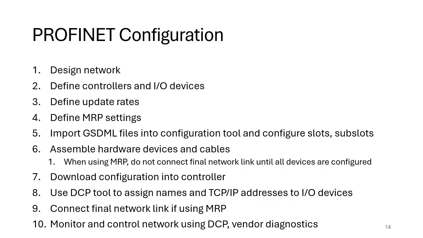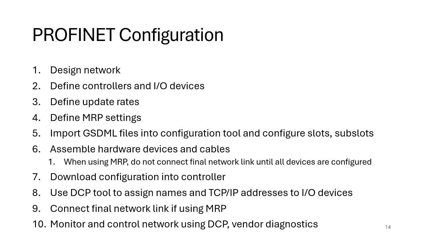Once you've configured your network and the overall architecture and the high-level settings, you would then import your GSDML files into the configuration tool, and then you would configure the slots and subslots. So what are the I/O modules in each I/O device? What is the analog configuration and so on? Then you can assemble all your hardware devices and cables, and you can start downloading that configuration into the controller and performing testing.